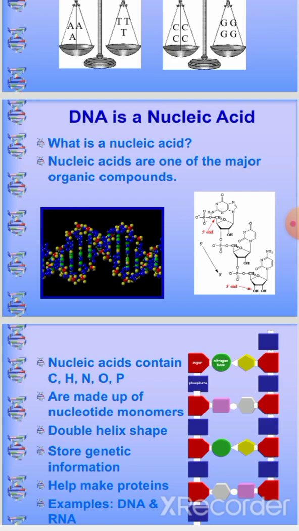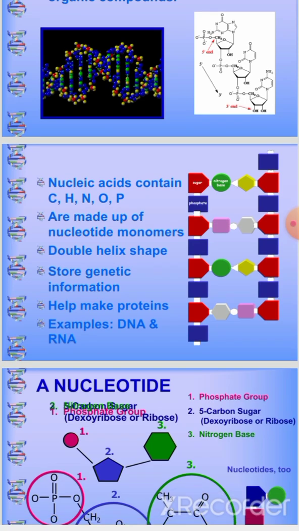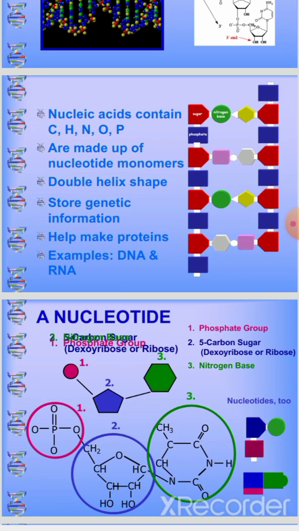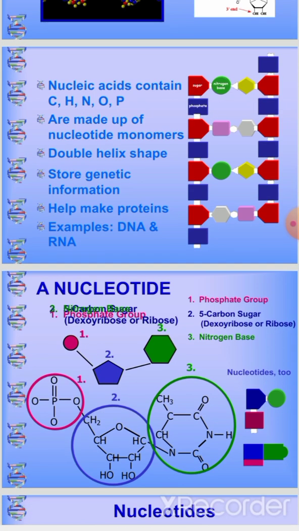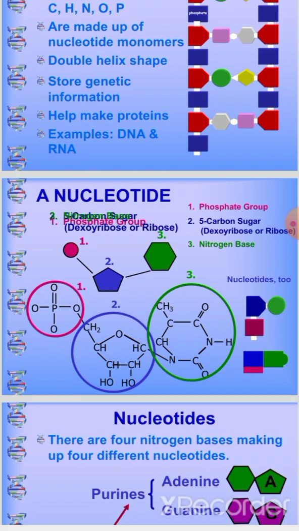Nucleic acids are one of the major organic compounds. Nucleic acids contain carbon, hydrogen, nitrogen, oxygen, and phosphorus, and they are made up of nucleotide monomers. The double helix shape stores genetic information and helps make protein. Examples include DNA and RNA.